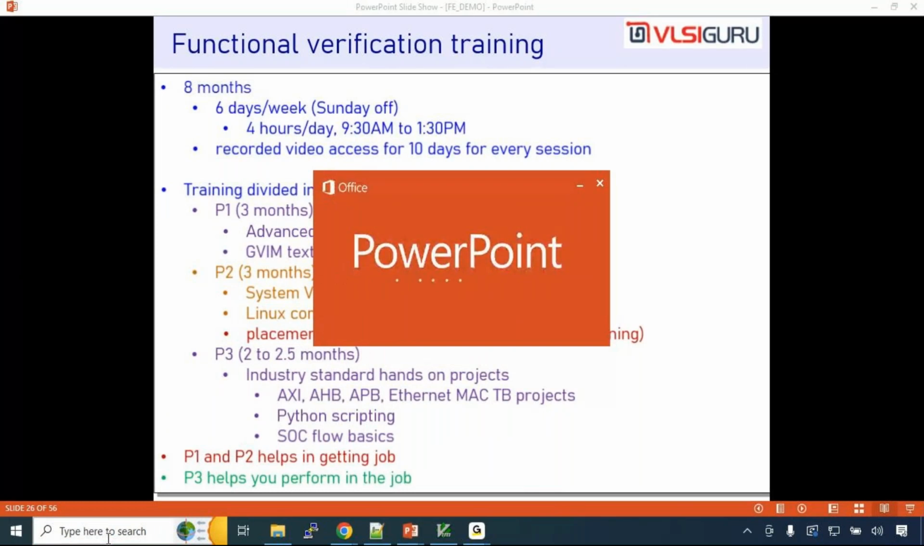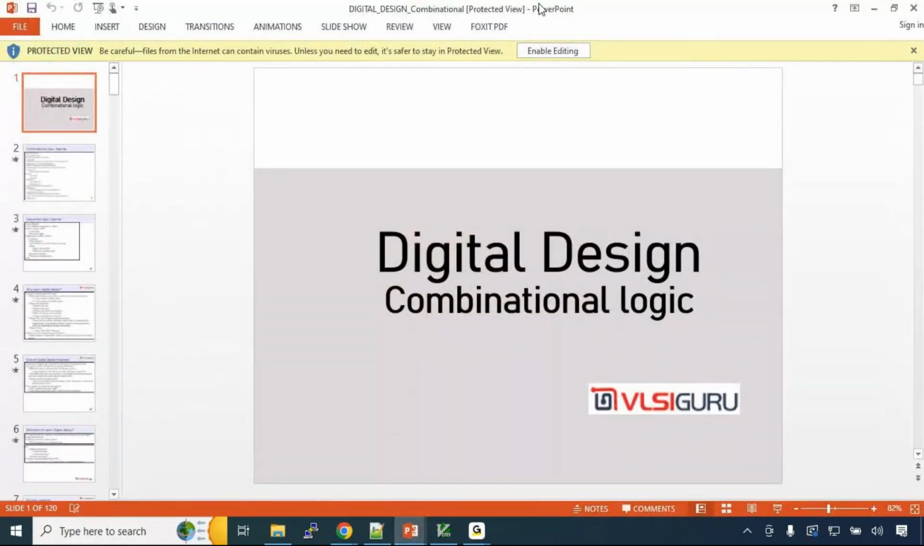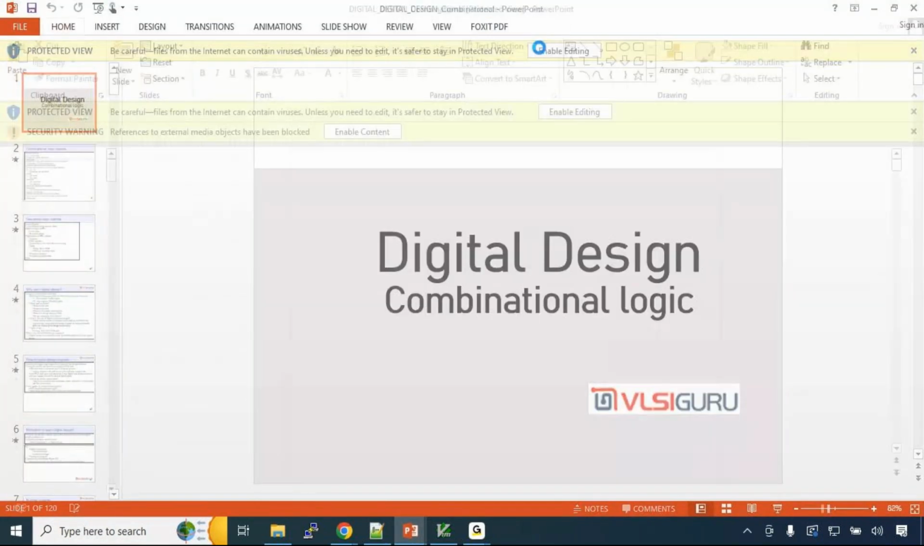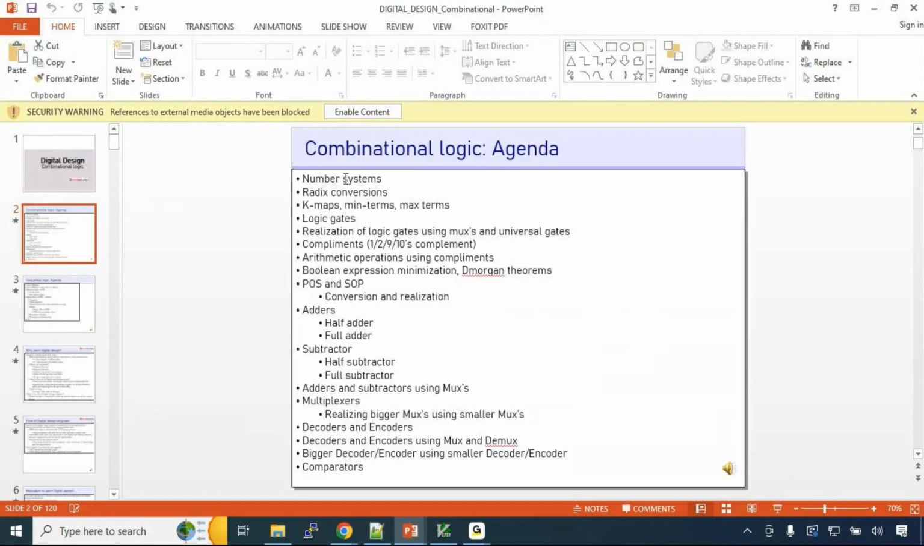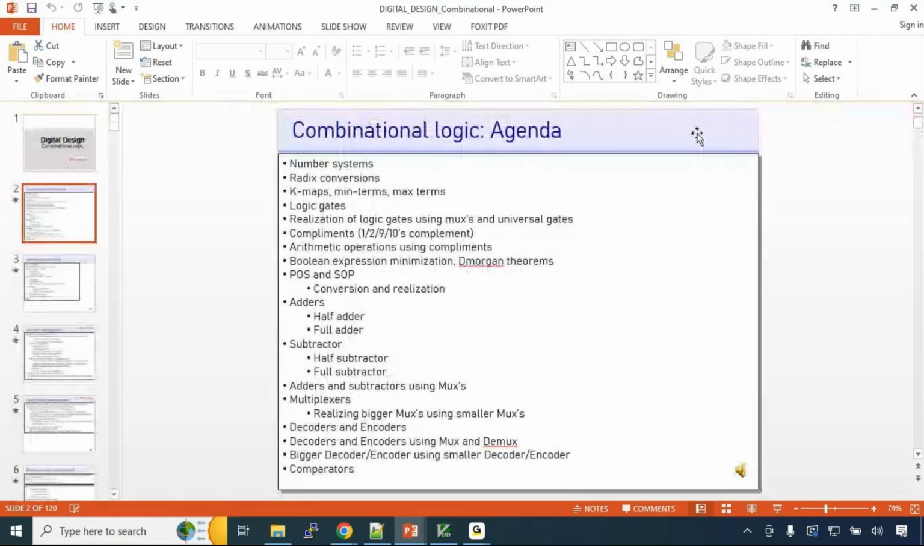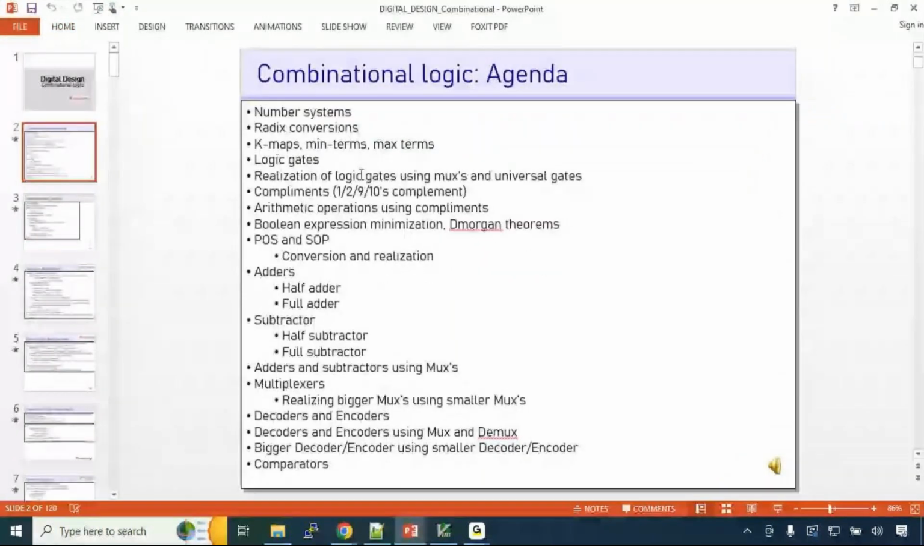Digital design combinational. Okay, digital design is covered as two topics: combinational and sequential. Starting from number systems, radix conversions, k-maps, min terms, max terms, logic gates, realization of the logic gates, complements, arithmetic operations using complements, Boolean expression minimization, De Morgan theorem, and POS and SOP format, adder, subtractor, everything will be covered from the very basics.